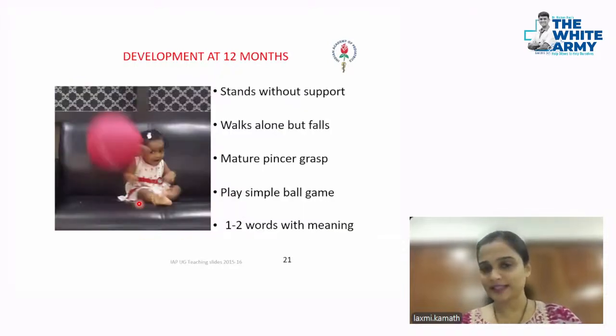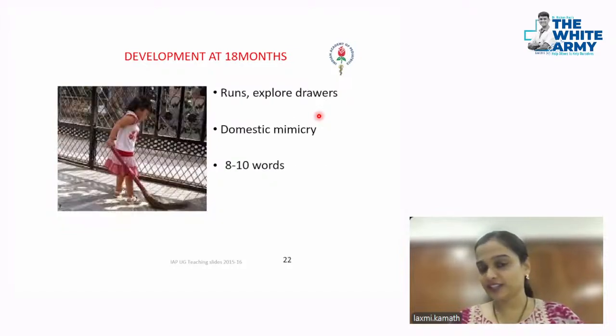So at 12 months, the child will be able to stand with support. So it will be able to cruise around the furnitures also. It will be able to walk alone, but it will fall. And the child has a mature pincer grasp. So these are all there at 12 months of age. By 18 months of age, the child will have domestic mimicry and it will also start to run.